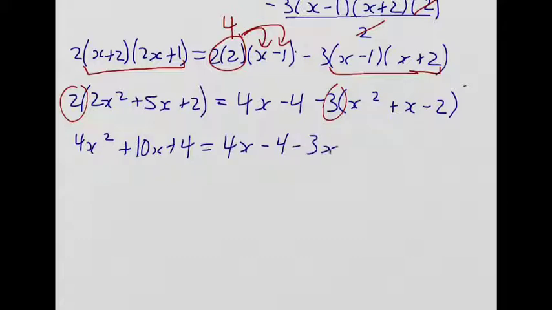3x squared minus 3x plus 6. Wow. What did you do there? So I multiplied this 2. Oh, you multiplied it in? Yeah, I multiplied the 2 into each of these terms, and then the 3 into each of these terms.